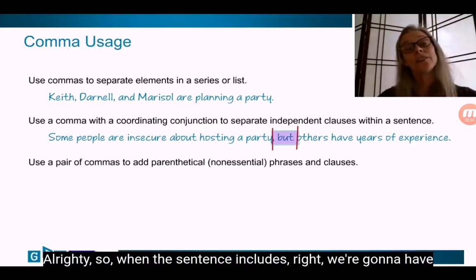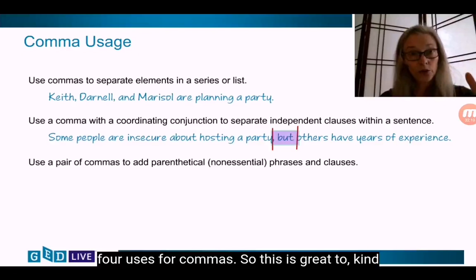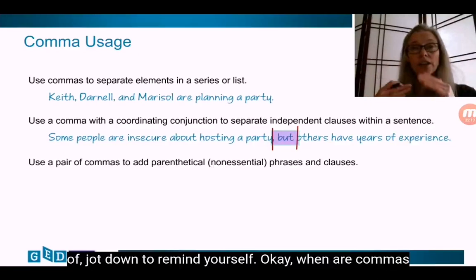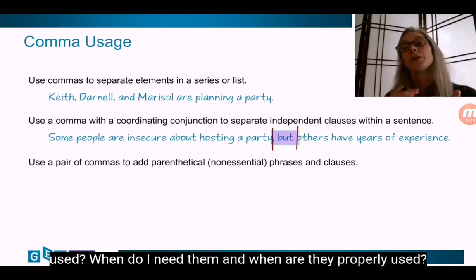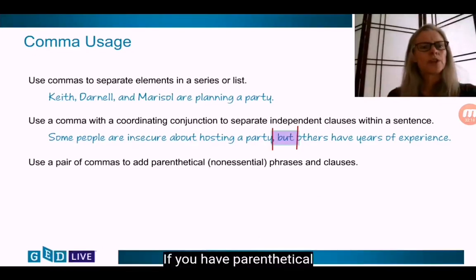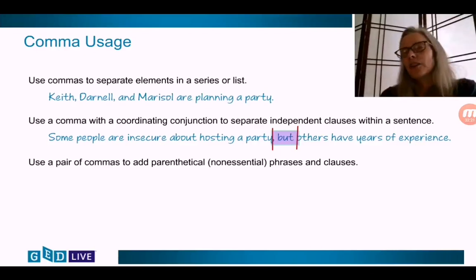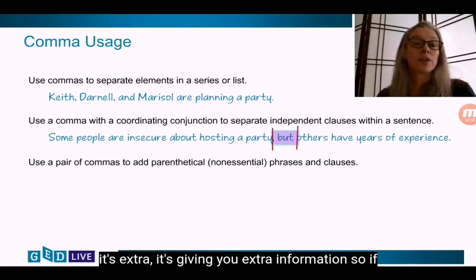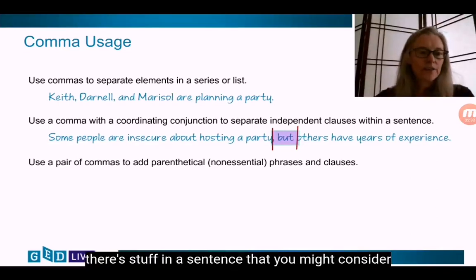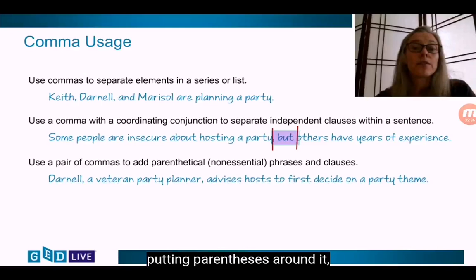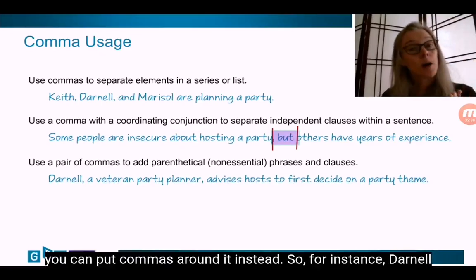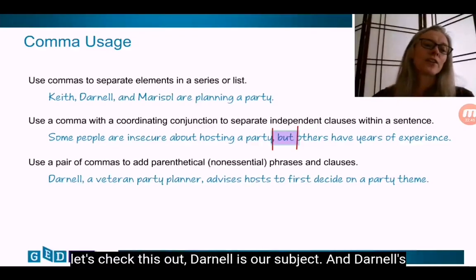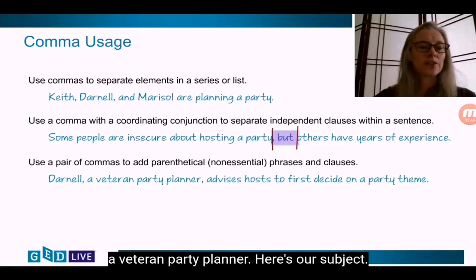Alrighty, so when the sentence includes, right, we're going to have 4 uses for commas. So this is great to jot down to remind yourself, okay, when are commas used? When do I need them? And when are they properly used? If you have parenthetical phrases or clauses, okay, well, we're defining that further as non-essential. And that just means basically it's extra. It's giving you extra information. So if there's stuff in a sentence that you might consider putting parentheses around, you can put commas around it instead. So for instance, Darnell, let's check this out. Darnell is our subject, and Darnell's a veteran party planner. Here's our subject.